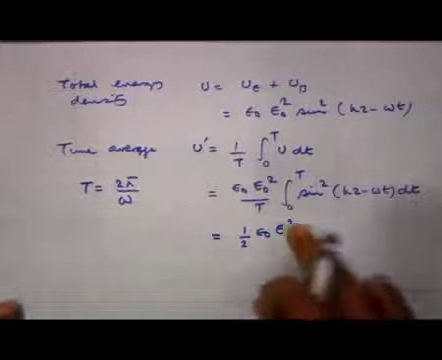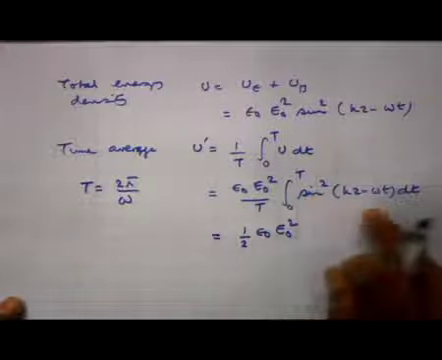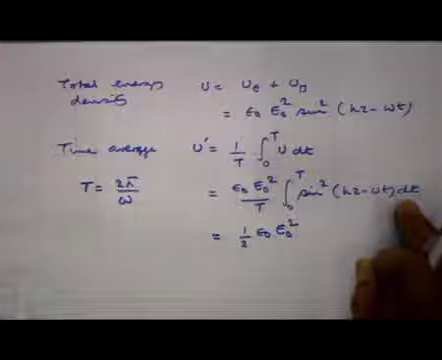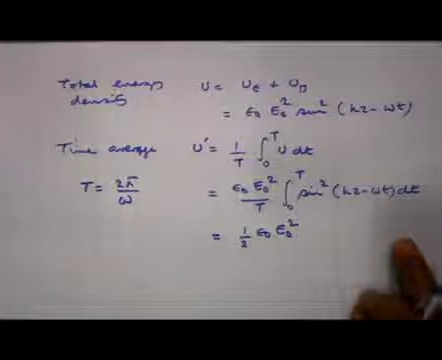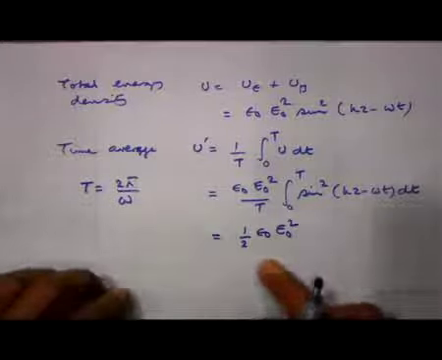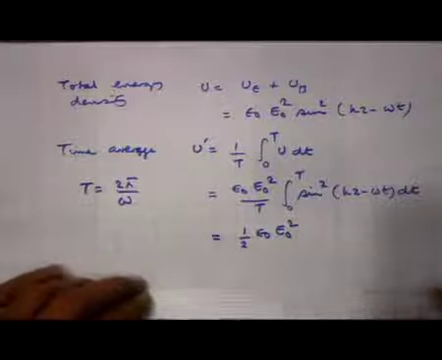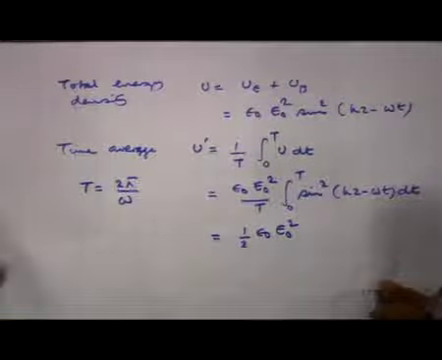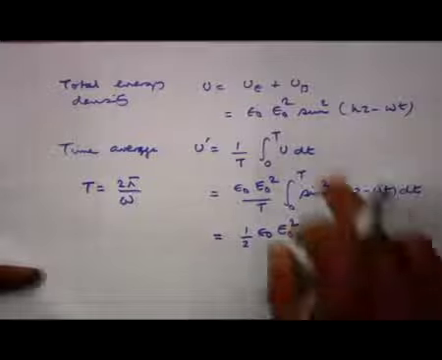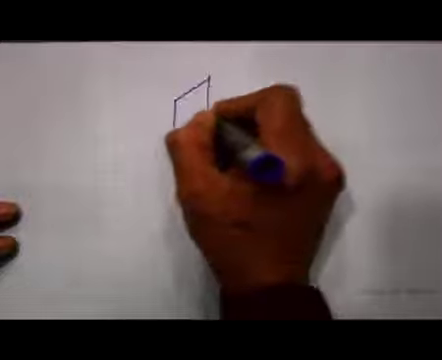So, you show that 1 by T integral 0 to T of sine square (k z minus omega t) dt is actually half. You must know that the average of a sine square function is half, and the average of a cosine square function is half. So, that is the time average total energy density associated with the electromagnetic wave, and this energy is actually propagating. So, I can look at the following situation: let me take a unit area.